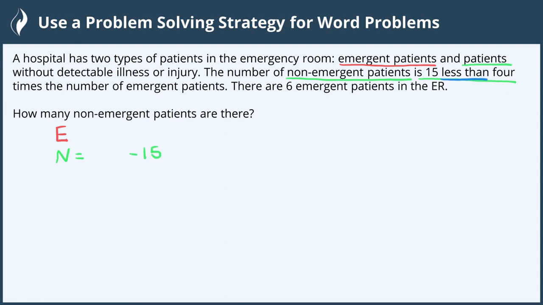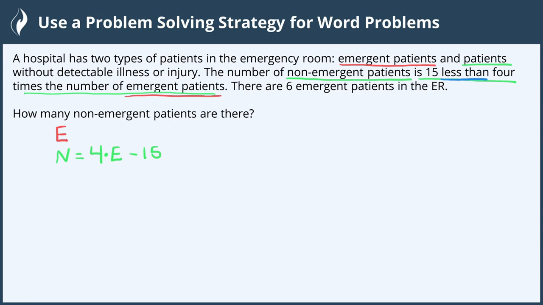So 15 less than 4 times the number of emergent patients. And this means 4 times, that's 4 being multiplied to something, 4 multiplied by the number of emergent patients. And we have a variable to represent emergent patients. We decided we would use E. So we can put that in our equation for non-emergent patients. Non-emergent patients is 4 times emergent patients minus 15.